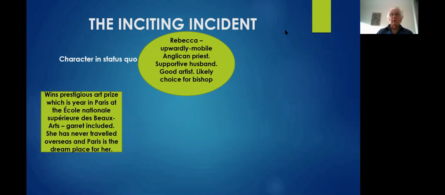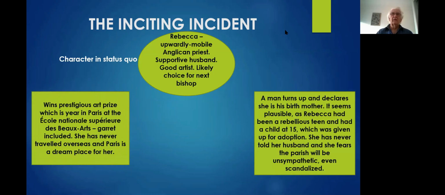Let's look at a different one. This is a little darker. The first had a positive spin. This one's, well, it could be good, could be bad. A man turns up and declares she is his birth mother. And it seems plausible to Rebecca because she had been a rebellious teen and in fact had a child at age 15, which was given up for adoption. Now, the unfortunate thing is she's never told her husband, and she fears the parish itself will be unsympathetic, even scandalised. What will Rebecca do? That becomes the inciting incident.